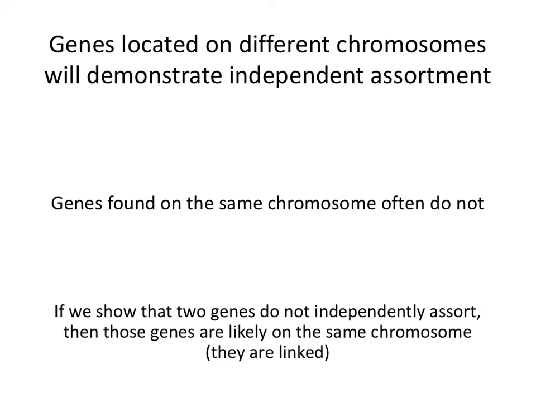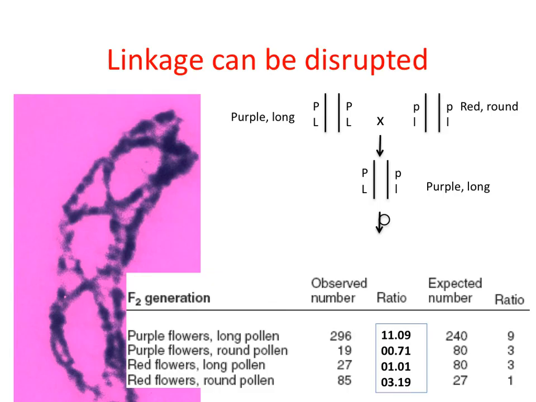So what we do at this bottom point, when you see something that's not a 9 to 3 to 3 to 1 ratio, that's when you think, those genes might be linked. They're not independently assorting. And that is, in fact, what was happening in this case. So we see what was termed earlier an 11 to 1 to 1 to 3 ratio.